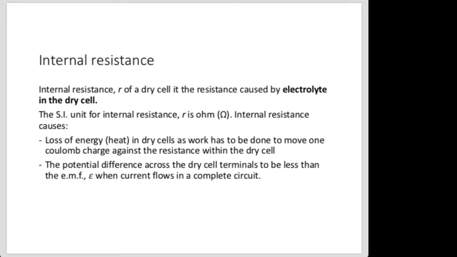Right? So because of this internal resistance, when we measure the potential difference, the voltage as we call it, across the dry cells, it tends to become less than the actual electromotive force, E, when current is flowing in a complete circuit. So let's think about it for a moment.